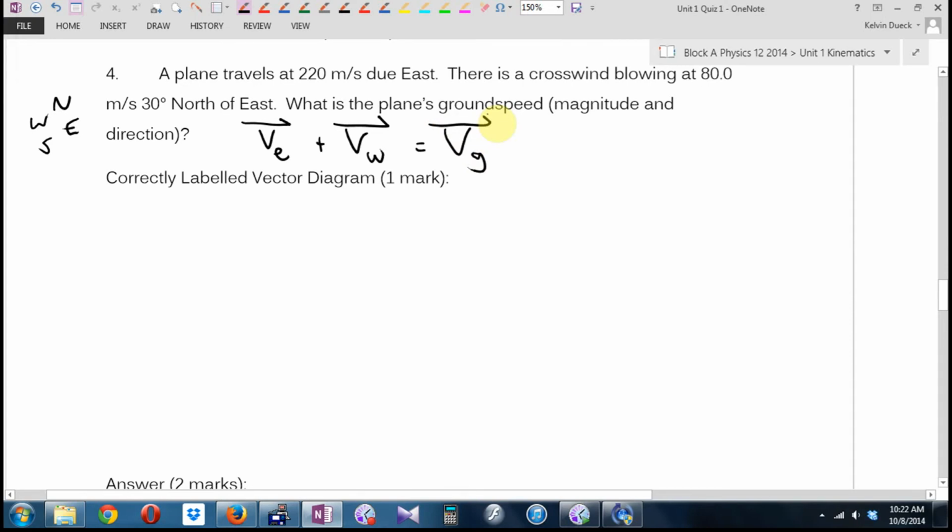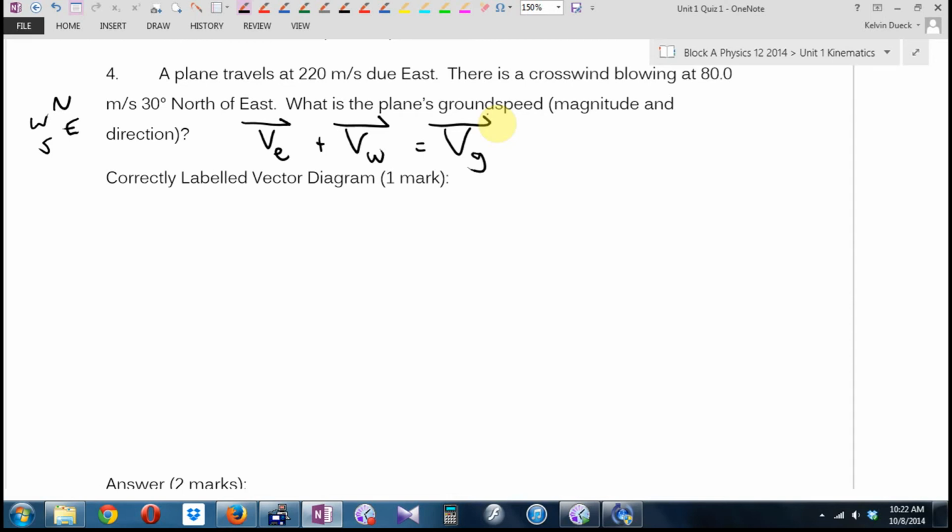What do they want you to find? What do they want us to find in this question? So they want us to find V ground. That must mean they've told us V wind. Did they tell me V wind? Yep. And that must mean that plane travel, that's got to be the engine speed. The plane is pushing itself at 220 meters per second due east according to its little speedometer. But then there's a wind blowing it as well.